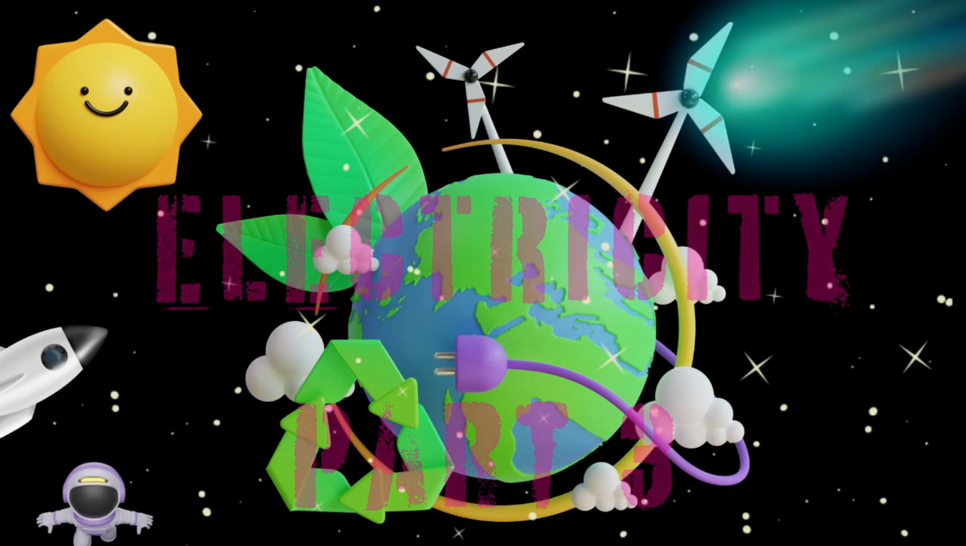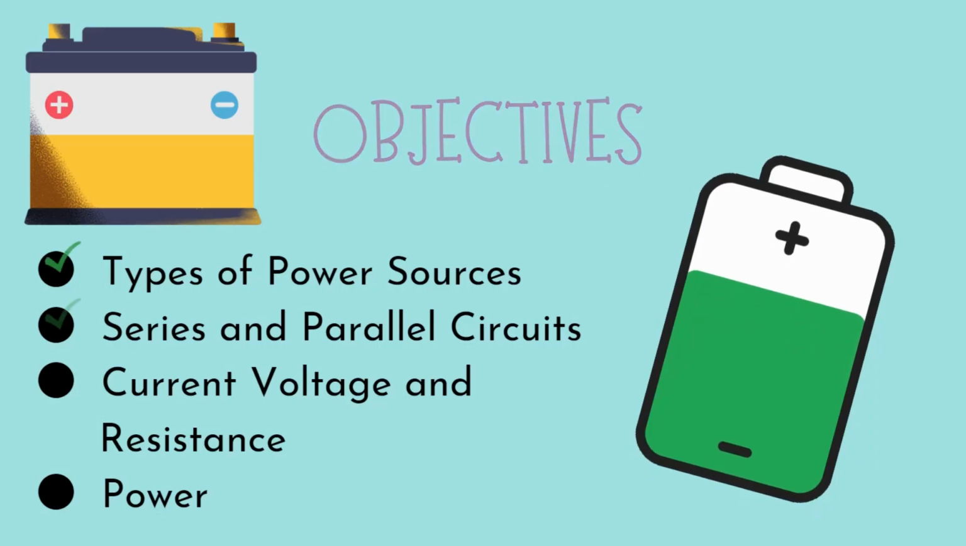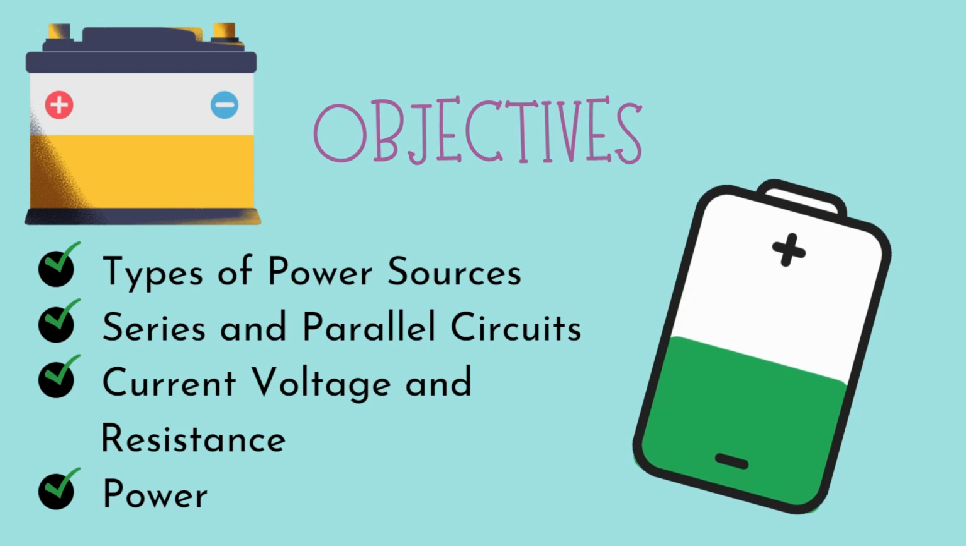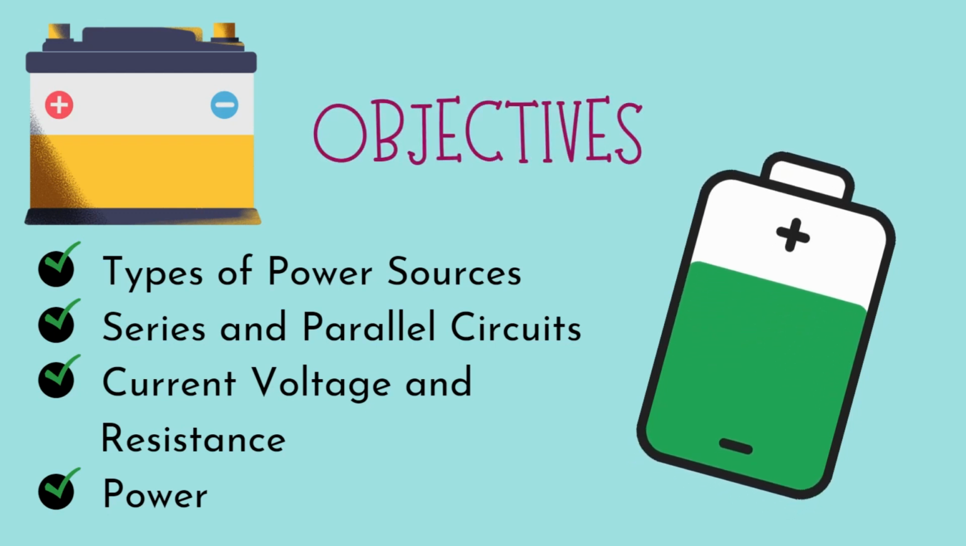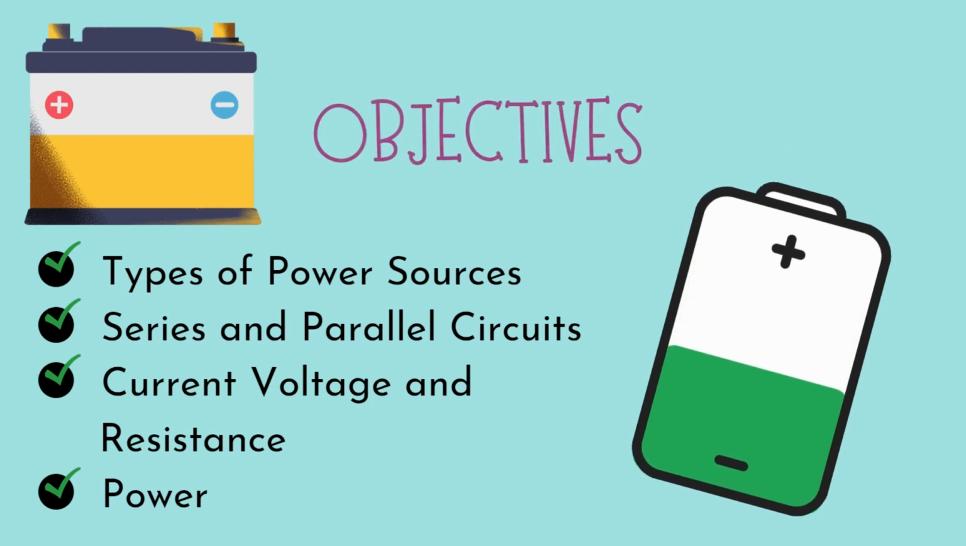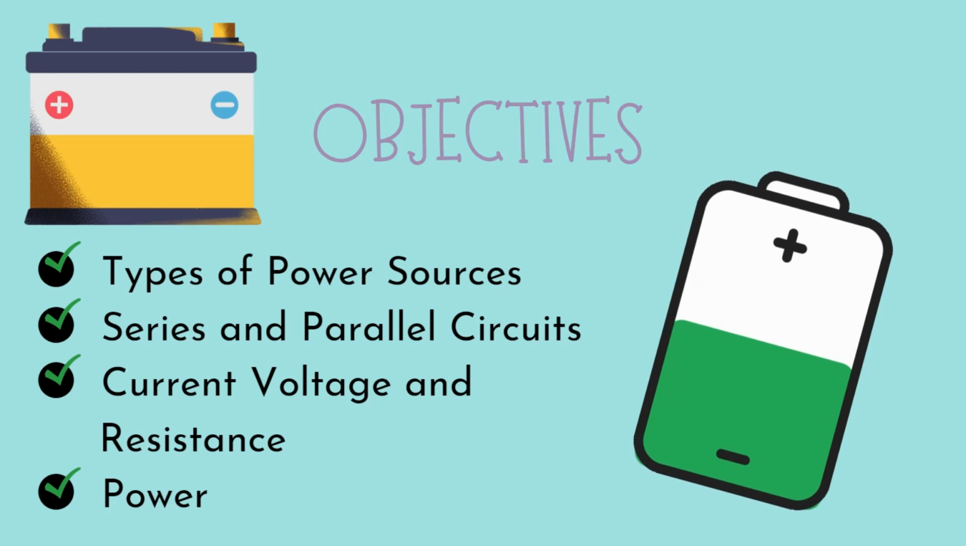Electricity, Part 3. Objectives: types of power sources, series and parallel circuits, current, voltage and resistance, and power.